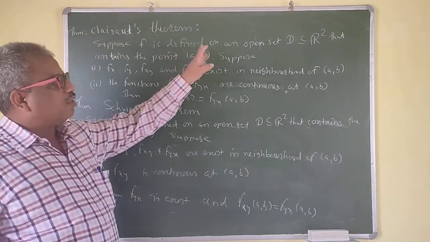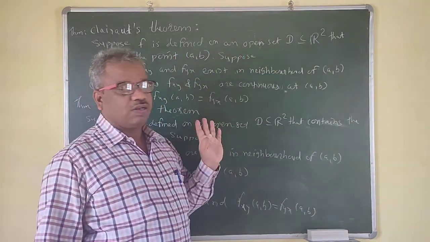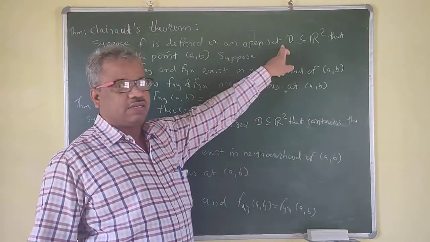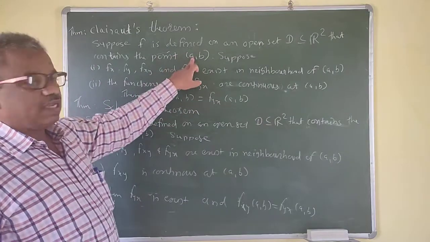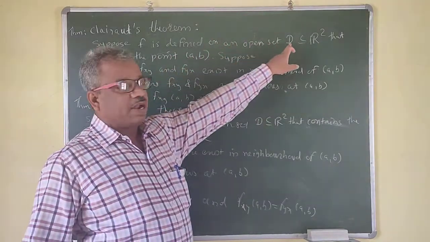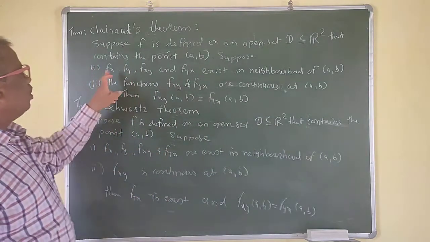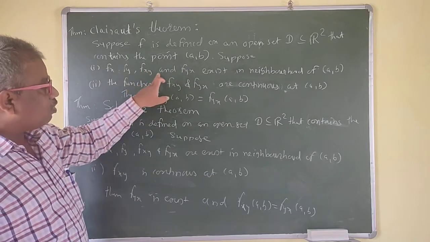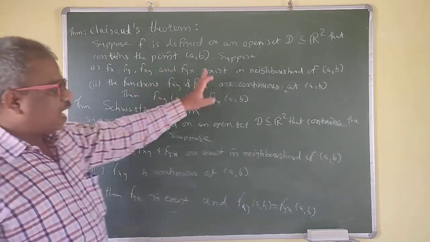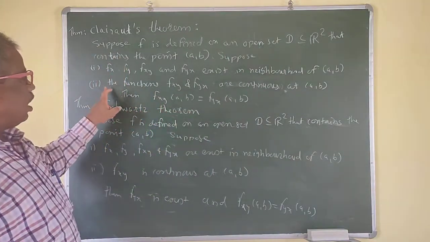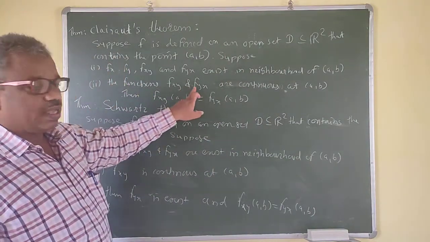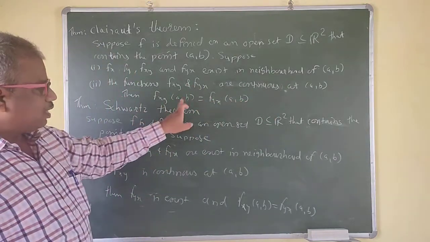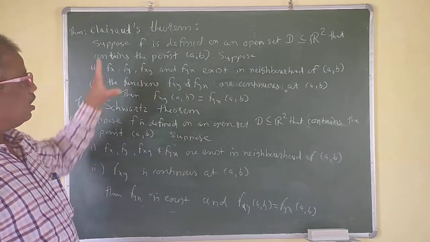Suppose f is defined on an open set D, which is a subset of R2, such that it contains the point (a, b). So that means (a, b) is a point in D. Now suppose also fx, fy, that means the first order partial derivatives, and fxy and fyx, the second order mixed partial derivatives, exist in the neighborhood of (a, b). Also the mixed partial derivatives fxy and fyx are both continuous at (a, b). Then the mixed order partial derivatives at (a, b) are equal. This is Clairaut's theorem.